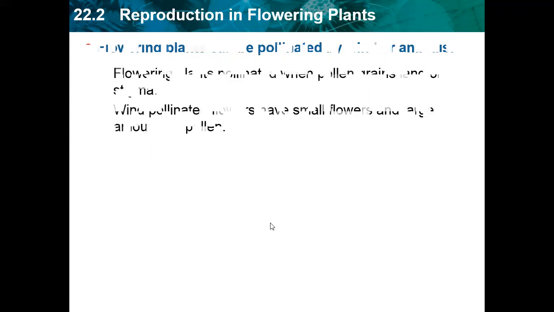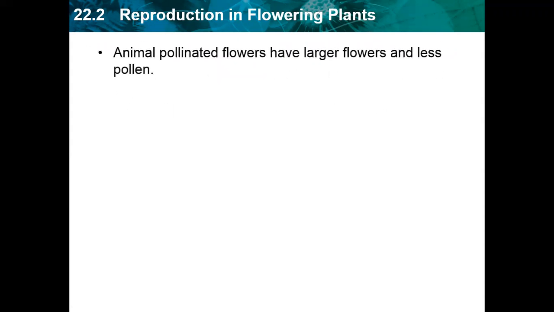So this differentiates between the wind pollinated flowers and animal pollinated flowers. The wind pollinated flowers need to have a lot of pollen grains, and the petals are not very big, they're not very huge. But for the animals, they need to have a larger flower, I mean larger petals and sepals, and they also have fewer pollen grains.